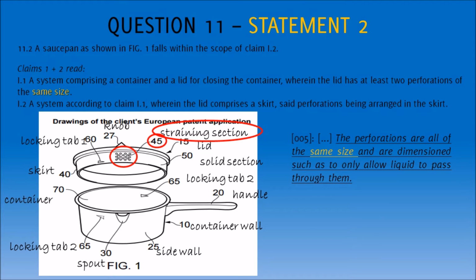And for that we jump to paragraph 5. Maybe you have already written next to straining section that the straining section is explained further in paragraph 5 in the description, and there you will find the sentence: the perforations are all of the same size and are dimensioned such as to allow liquid to pass through them. But the important information is that they are all of the same size. So here we can tell now from the picture and a little bit from the description that all the features are fulfilled, and the saucepan as shown in figure 1 actually really falls within the scope of claim 1.2. So the statement is right.